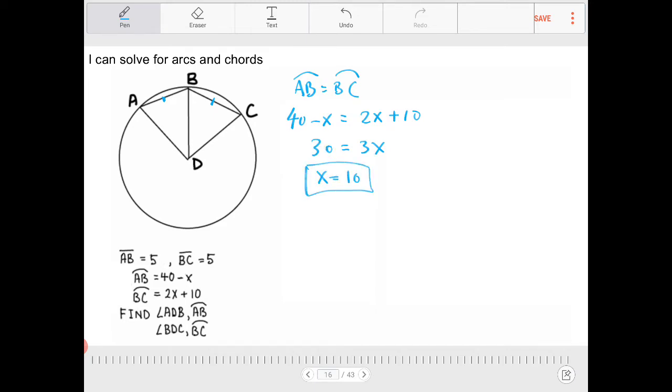If x is equal to 10, I can then figure out what arc AB is. Arc AB is equal to 40 minus x, which is 30. Arc BC will also equal 30. Congruent arcs will have congruent central angles. So therefore, angle ADB will equal 30 degrees, and angle BDC will also equal 30.